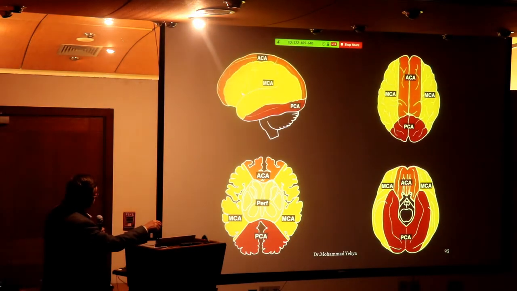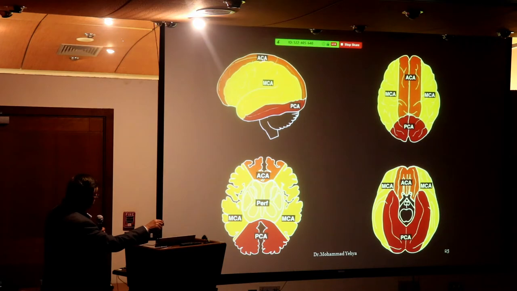It supplies this area of the cortex, if you look at it from the lateral side, or from the superior side, or from the inferior side. So middle cerebral takes all this area, anterior cerebral takes this area, posterior cerebral takes this area.